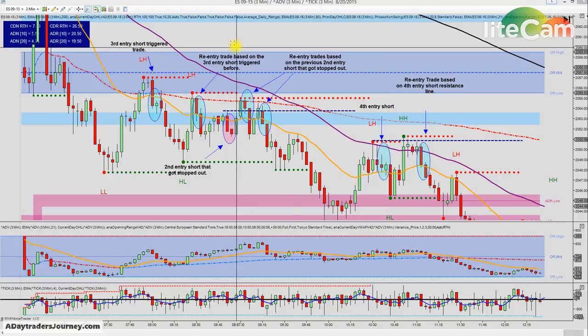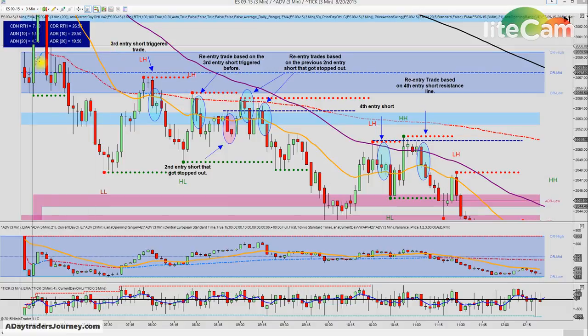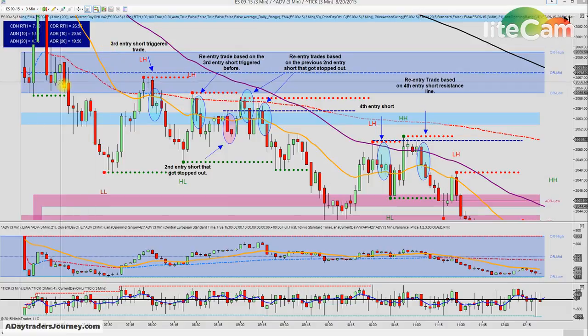Here we have the chart of the E-mini S&P 500 on a 3-minute chart. And this is just for the day session, or what they call regular trading hours.